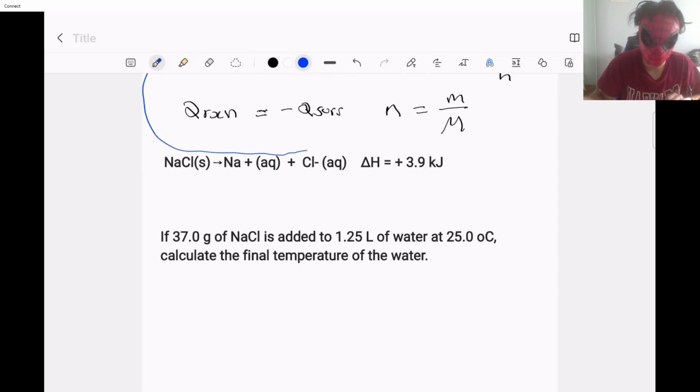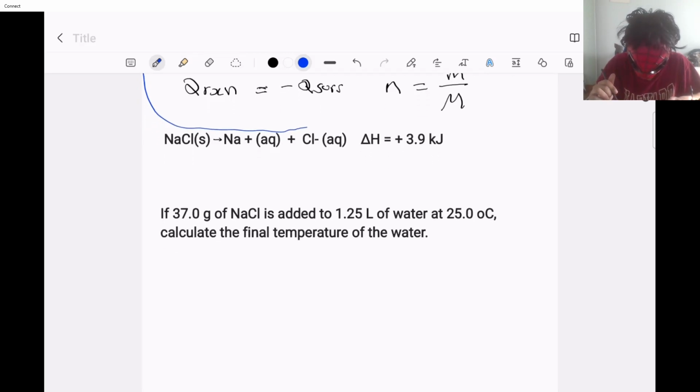So on to the first question. Based on this chemical reaction, it looks like NaCl is dissociating in water into ions, and the enthalpy change of the reaction is positive. That means the enthalpy of the reaction is also positive, and the Q reaction is also positive. So if 37 grams of NaCl is added to 1.25 liters of water at 25 degrees Celsius, calculate the final temperature of the water.